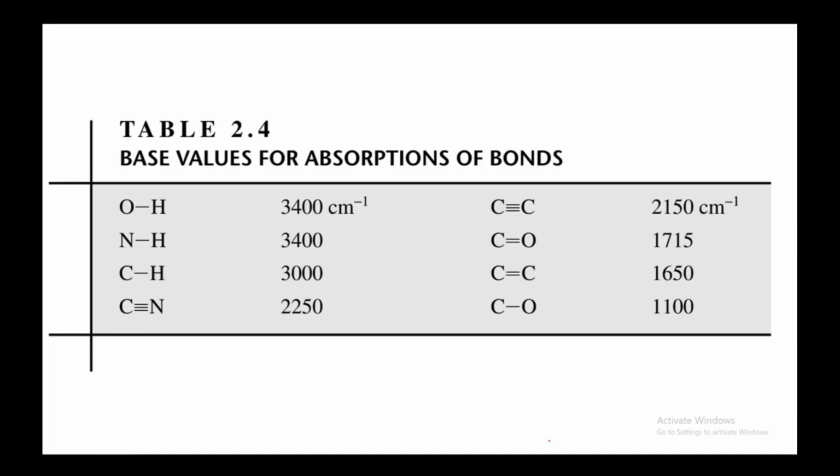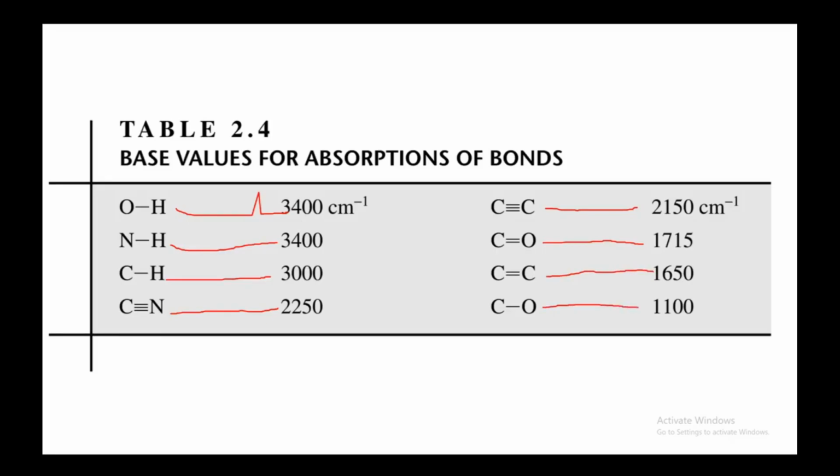These are the base values for absorption of bonds. For OH, the base value is 3400. For NH, 3400. For CH, 3000. For nitrile, it is 2250. For carbon triple bond carbon, 2150. For carbonyl, it's 1715. And for carbon double bond, 1650. And for carbon single bond oxygen, it is 1100.